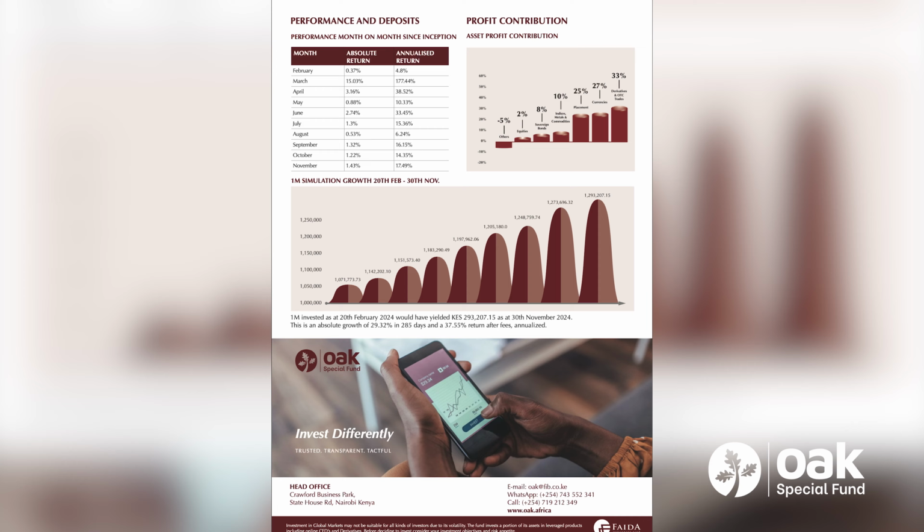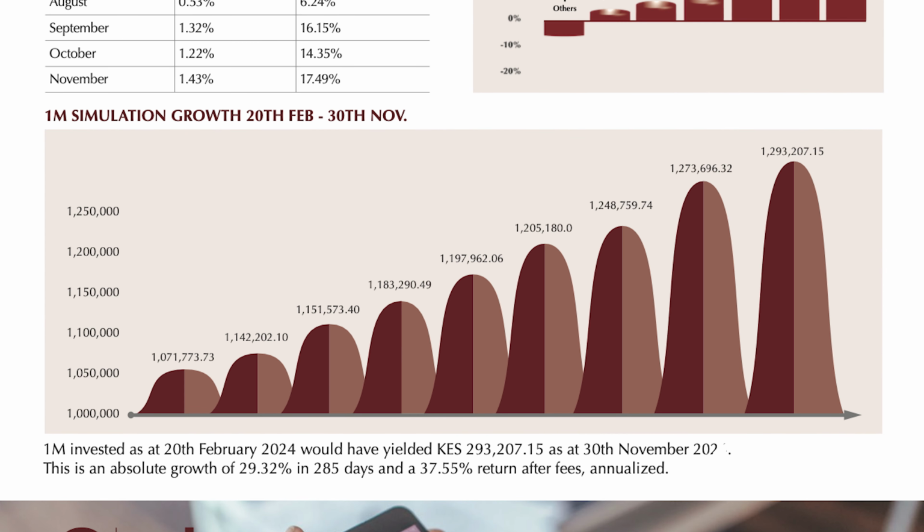Okay. So Ian, let's go to the next section, because this next section talks about 1 million. It's a simulation. We had talked about simulation earlier, but this one breaks down month on month. So just take us through this graph where we're looking at a 1 million simulation on the growth of that money that has been invested, 1 million, from 20th of February to the 30th of November. Walk us through that.